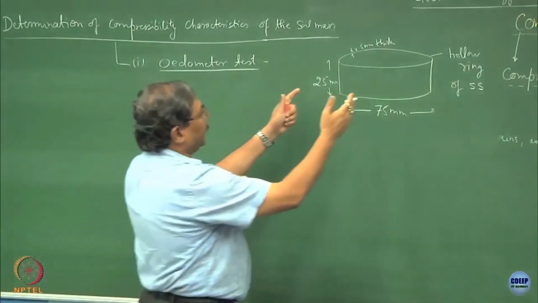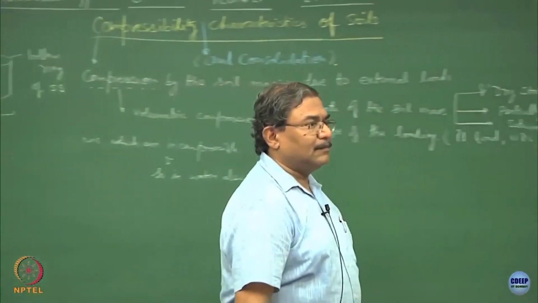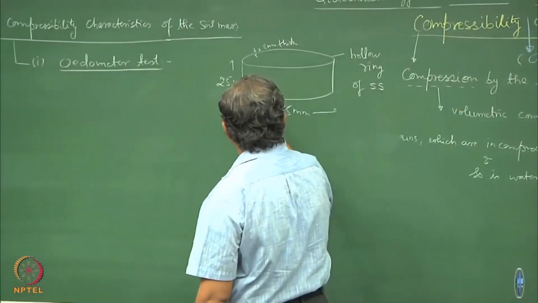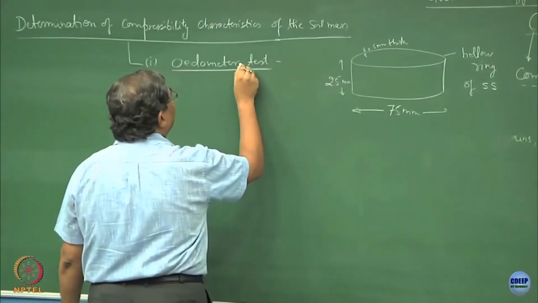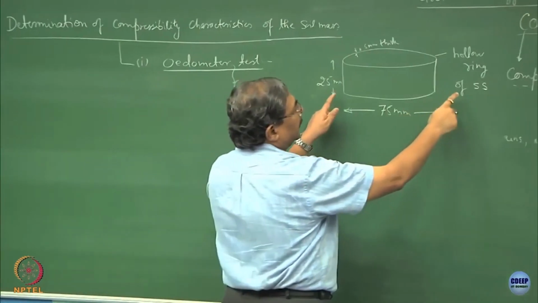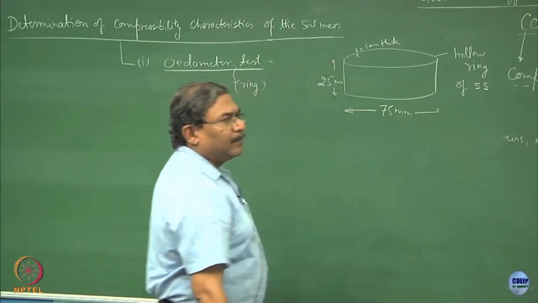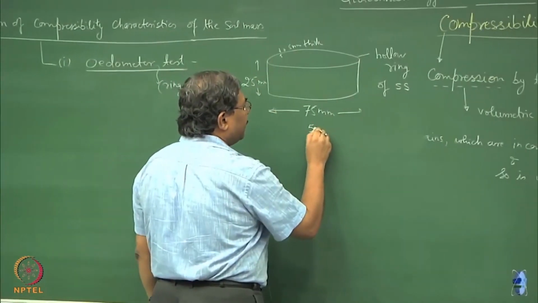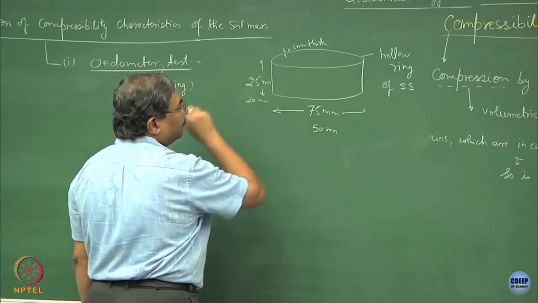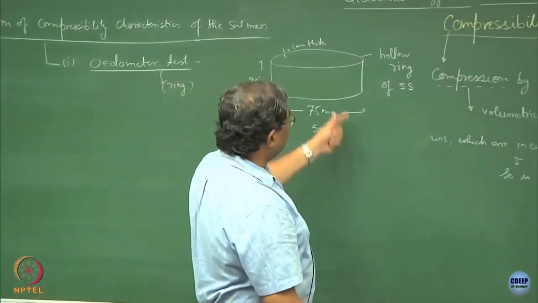Now, this is the oedometer ring. Oed is basically a sort of happiness. So, the name is an interesting name. This is what is known as an oedometer ring. Alright. So, this is a stiff stainless steel hollow ring of dimension 75 mm and 25 mm. Sometimes people use 50 mm diameter, and the moment it becomes 50, this will become 20 mm. So, these are the standard things.